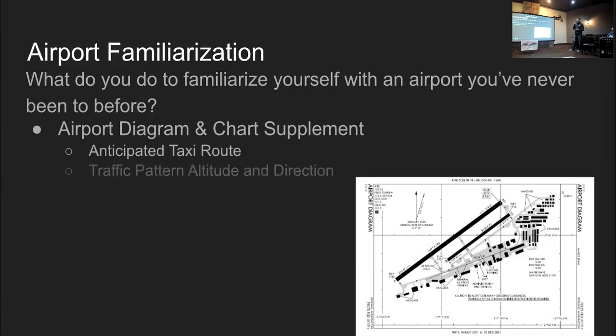Anticipated taxi route, traffic pattern, altitude, and direction. That's important, right? So obviously, if you're flying in airports you're very familiar with, it might not be as important because you already know the area. But if you're going to Pullman for the first time, what altitude am I supposed to be flying at for my traffic pattern? What direction am I going to be going to?